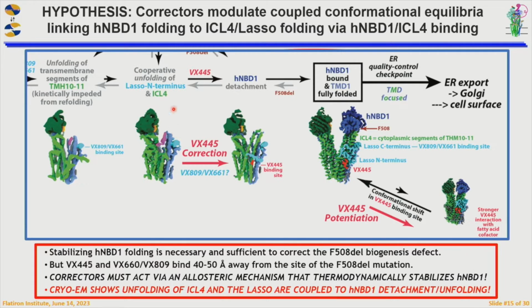Right. So here's the state with NBD1 detached and the ICL4 and the N-terminus lasso all unfolded. When VX445 binds, it directly stabilizes the lasso. The lasso stabilizes ICL4. Once you stabilize that whole structure, that promotes the rebinding of NBD1. And so that's the model that we have of how this works. The key point is that by stabilizing the lasso, which stabilizes ICL4, which binds NBD1, that pulls the whole process back towards the native state, away from the unfolded state. And that's how you can explain the allosteric action of the VX445 folding corrector.